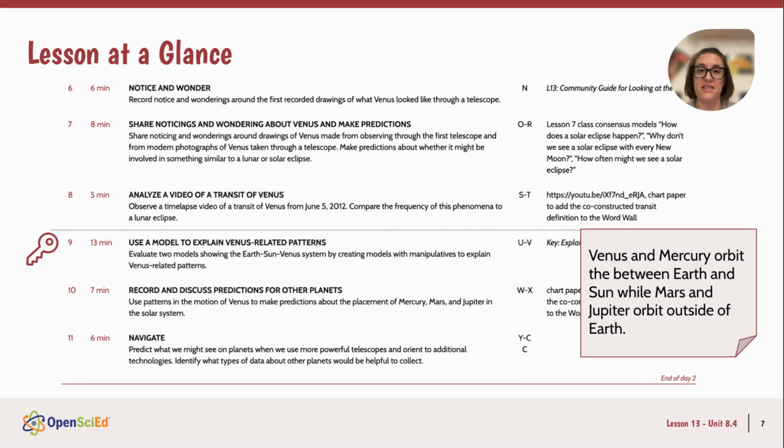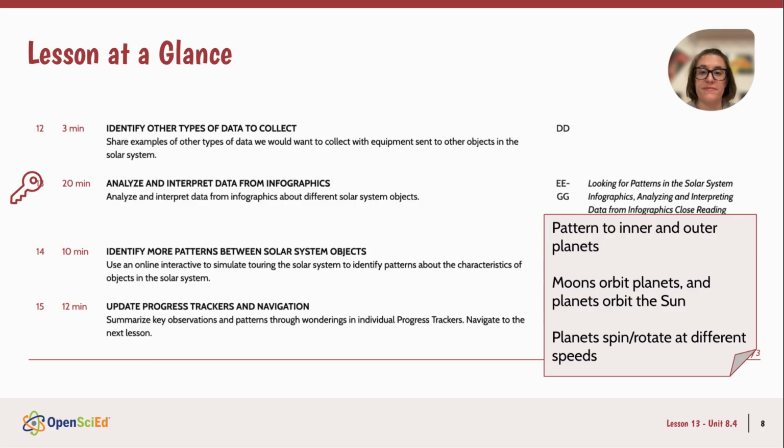Then, on day 2, after further investigating, students figure out that Venus and Mercury orbit between Earth and the Sun, while Mars and Jupiter orbit beyond Earth, away from the Sun. Then on the third day, we do some more investigating and find patterns to inner and outer planets. We figure out that moons orbit planets and that planets orbit the Sun, and that planets spin or rotate at different speeds.